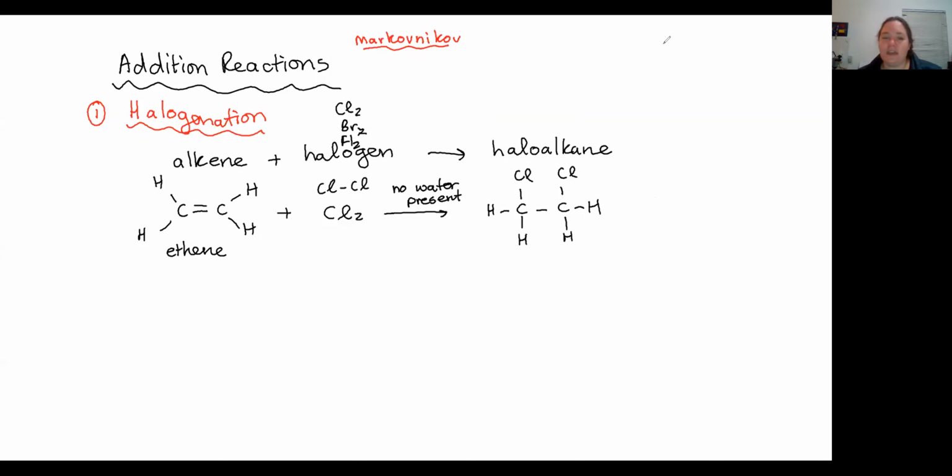So if we practiced our naming over here, this would be 1,2-dichloroethane. All right, I hope that makes sense. Please note, because both chlorine atoms are identical, it doesn't matter which one goes where, it will still look the same. Next thing is positions.